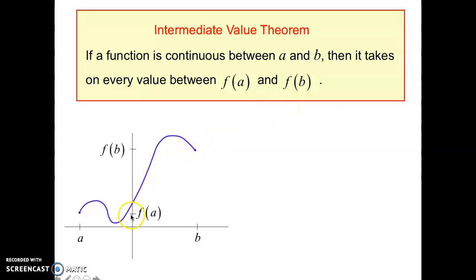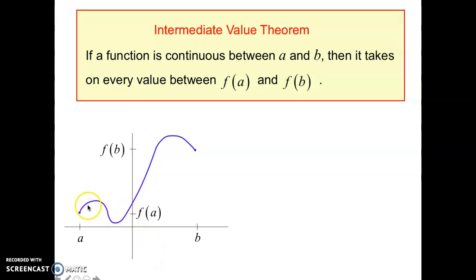So notice here would be the y value at A, here would be the y value at B. What this theorem is saying is every single y value between those two y values has to be hit at least once between A and B if f is a continuous function.